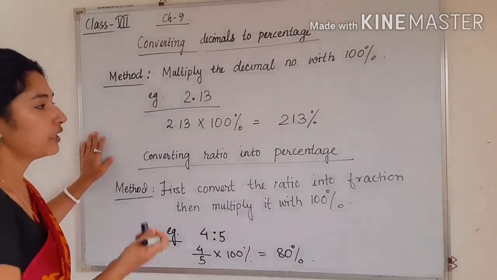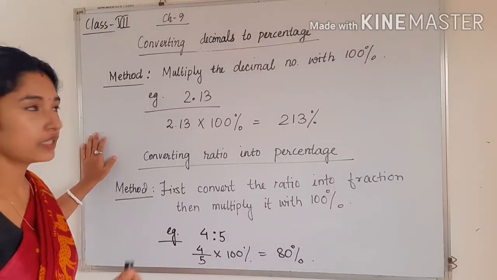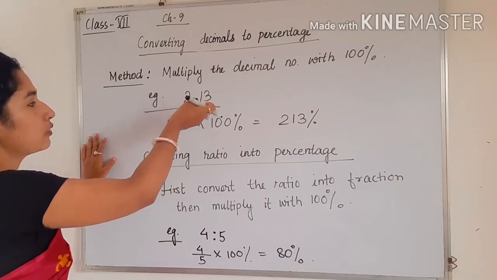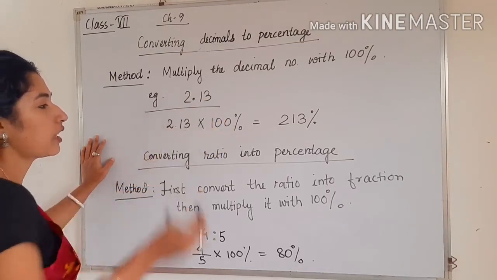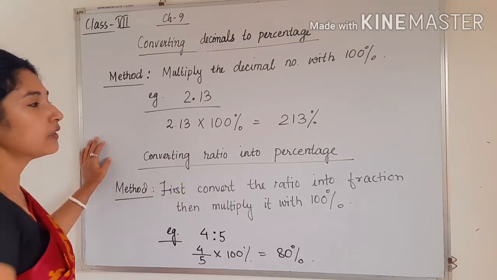So that we'll get the number as percentage. Okay, so see example 2.13. So here we have to multiply this decimal number with 100%. So we'll get it in percentage.